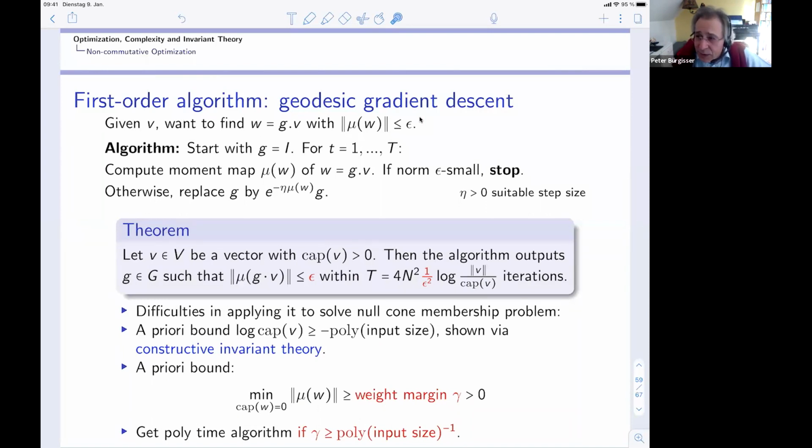In order to understand the quality of the algorithm for null cone membership, we also need an a priori bound, a dual one if you want, on the norm of the gradient. Namely, if you have a vector W of capacity 0, then the gradient cannot be 0 because of the Kempf-Ness theorem. So this minimum here is a positive number, a gap, we may call it gap, and we have to lower bound this gap somehow. It's possible to lower bound it a priori by some quantity that we call the weight margin. It somehow depends on the weights of the representation. No time to define it, but clearly when the weight margin is at most inverse polynomial in the input size, we end up with a polytime algorithm. So this is good.